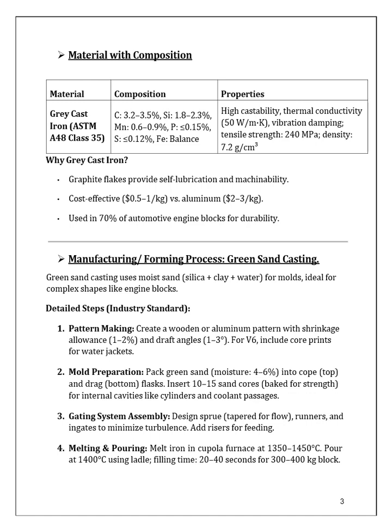Material and composition. The material is gray cast iron, ASTM A48 class 35. What is the composition? Carbon is 3.2 to 3.5, and silicon is also included at 1.8 to 3.7, along with some other elements. And there are some properties of this material.